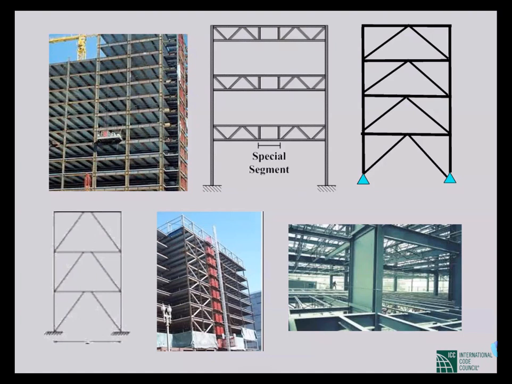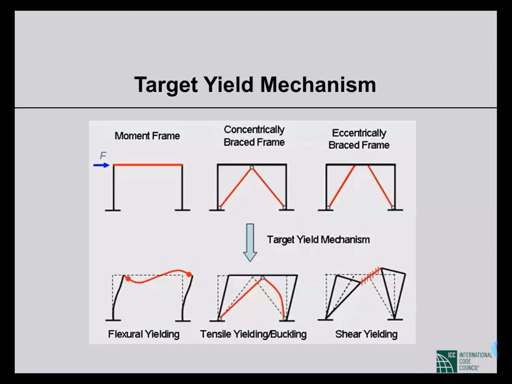So these are different systems, and I repeat, for example, the behavior of a concentrically braced frame and an eccentrically braced frame is completely different under seismic loading. I will concentrate more on moment frames in this talk. But to begin with, what are the different mechanisms? What are the desired mechanisms?